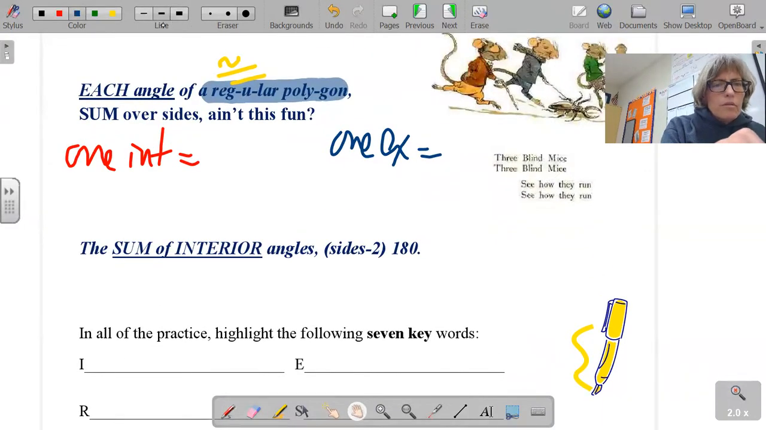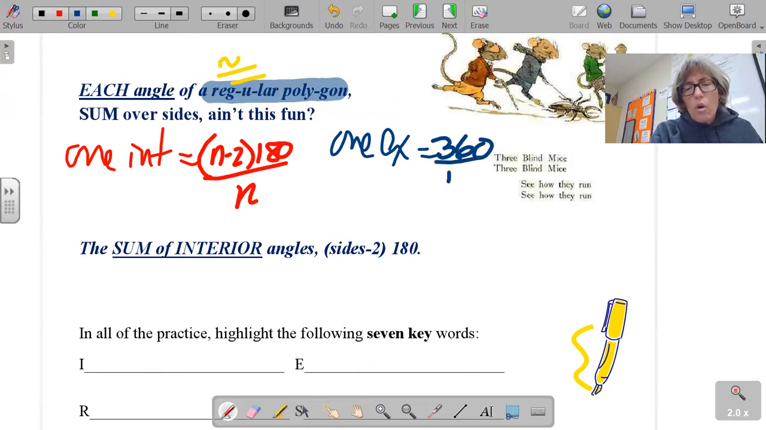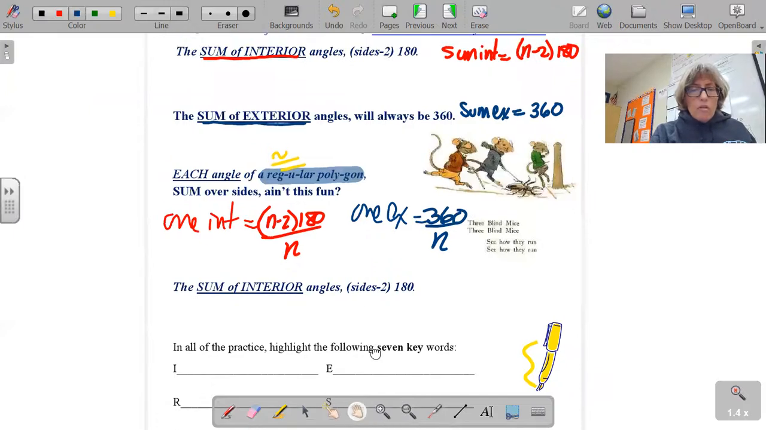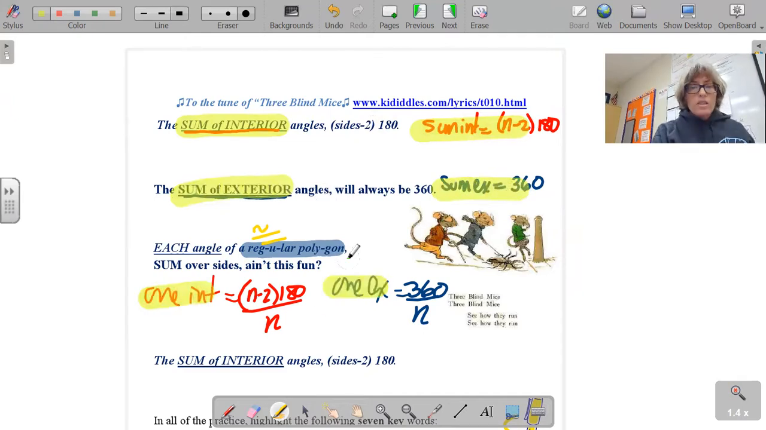We have right here, one interior is sides minus 2 times 180 over the number of sides. One exterior equals 360 over the number of sides. So we have a total of four equations. The sum of the interior angles, sum of the exterior angles, one interior angle, one exterior angle. We're singing, friends, goes like this. And then we'll do it twice. You're singing with me.